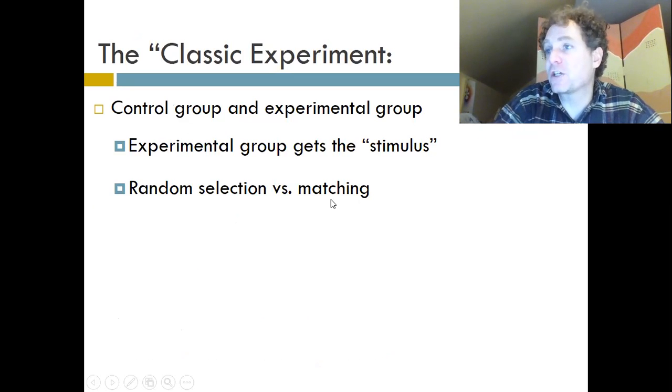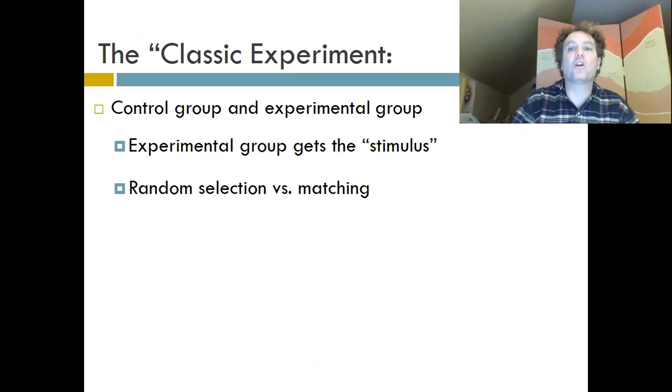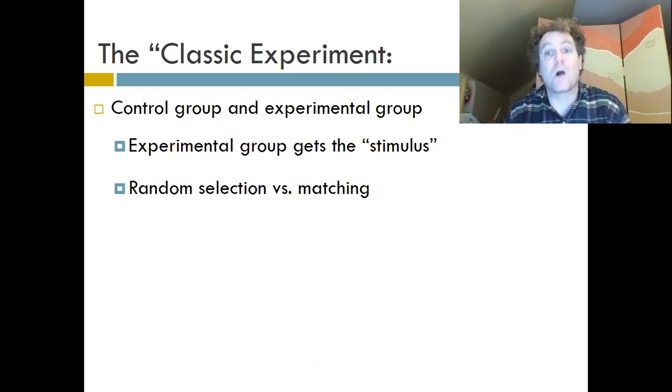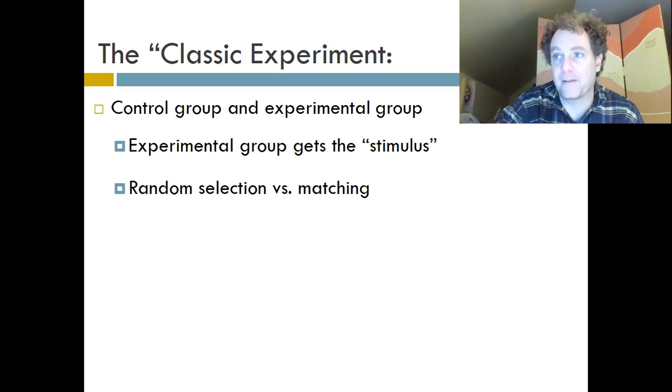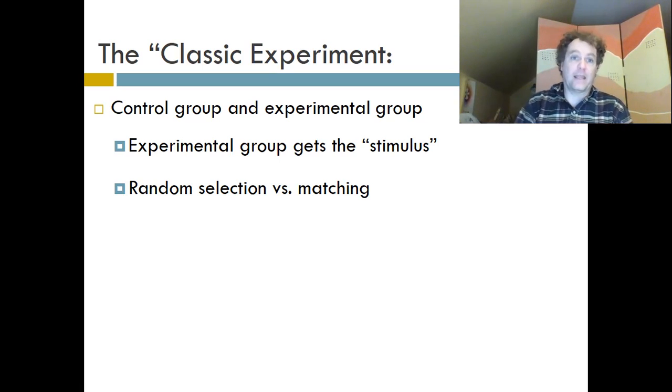Okay, so let's first start talking about the classic experiment. This is, in some sense, the gold standard, how you're supposed to run an experiment to get the best results. Okay, so I'm going to show a picture in a little bit, but first let me talk about some of the main elements of a classic experiment. So the first main element is that you have two groups. You have a control group and an experimental group, right? And so you're going to assign your research subjects to one of these two groups.